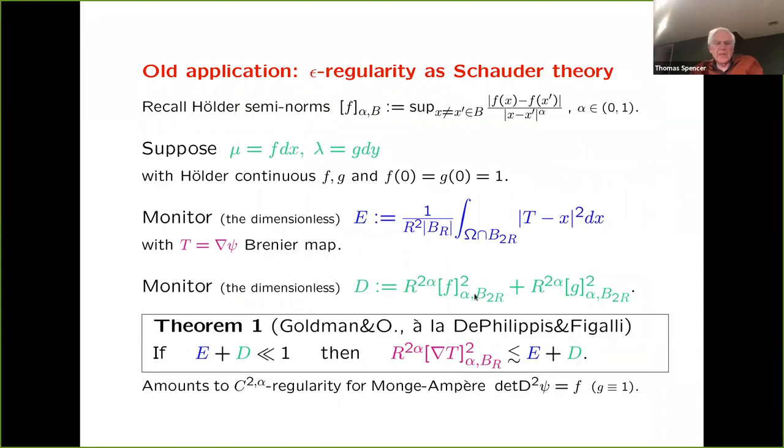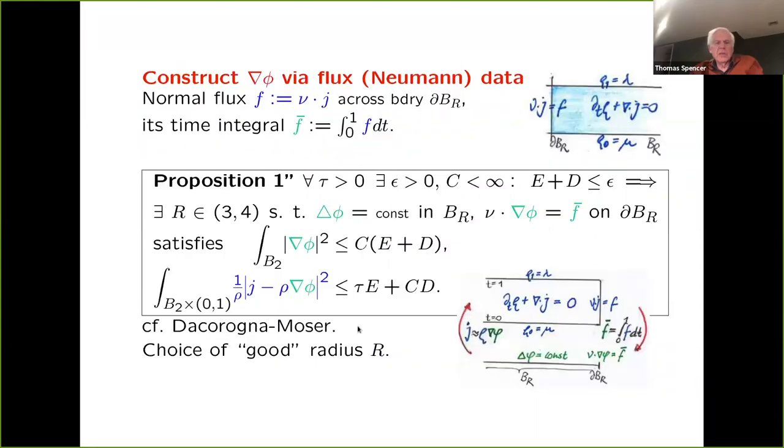Okay. Could you say something about the Da Corogna Moser, please? I'm sorry? The Da Corogna Moser. Oh, yeah, I mean, Camilo just asked the question. So this is just a vague connection in the sense that they were also constructing a map by which you can push forward one density into the other density. And they also used the flow equation. They also solved the Poisson problem to do that. So it's a very vague connection.